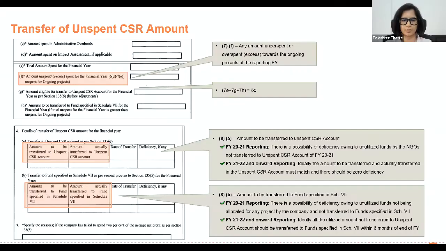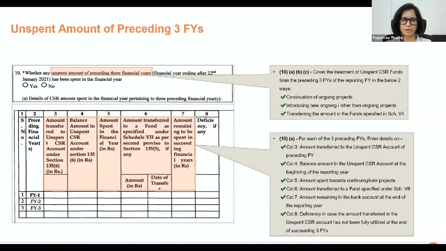I'll be covering the next section, which mainly deals with treatment of unspent amounts for the preceding 3 financial years and a couple of manners in which such amount can be spent. We'll also look at the point of spending an unspent amount from years which are prior to that, which is 14-15 to 19-20. So on the current slide, as you can see, point 10A is asking for clarifying if a company has spent any amount from the unspent CSR bank account, which was created in any of the 3 preceding financial years, and this spend has happened in the current or reporting financial year.